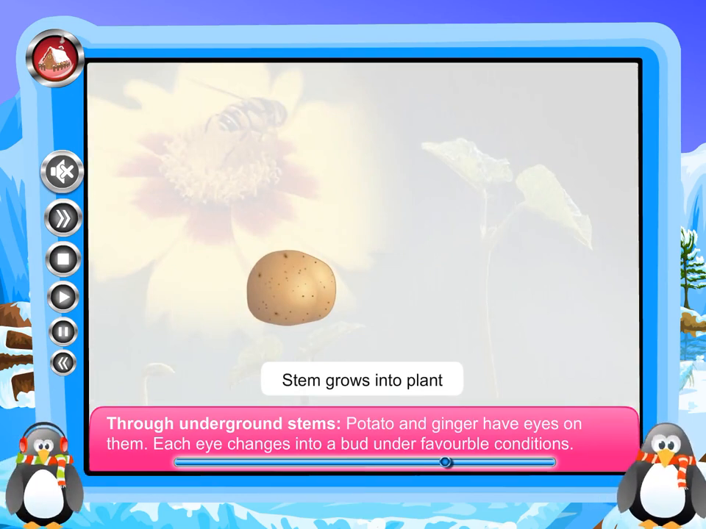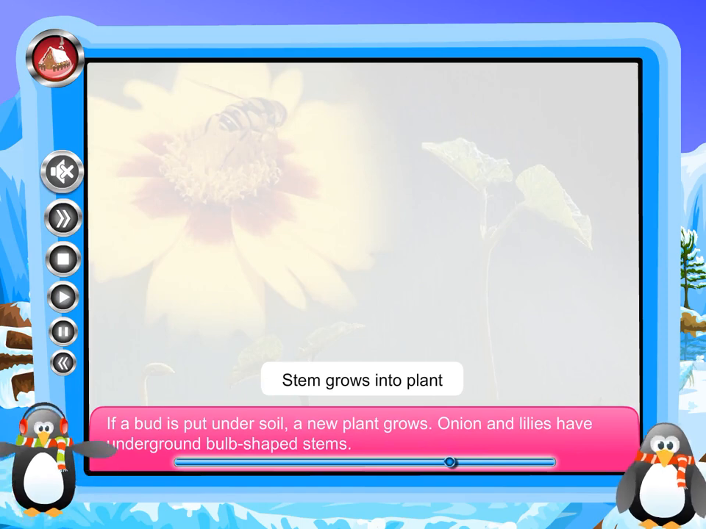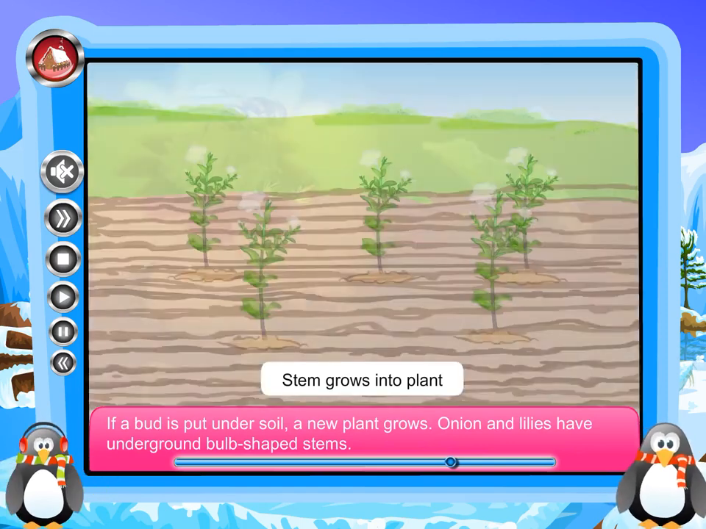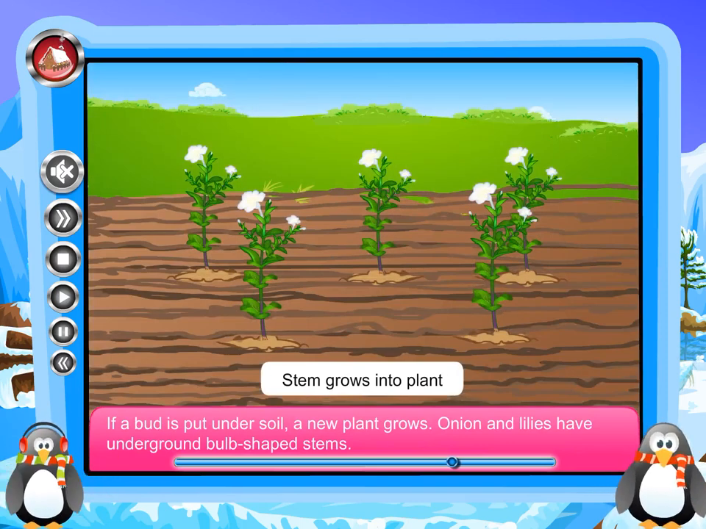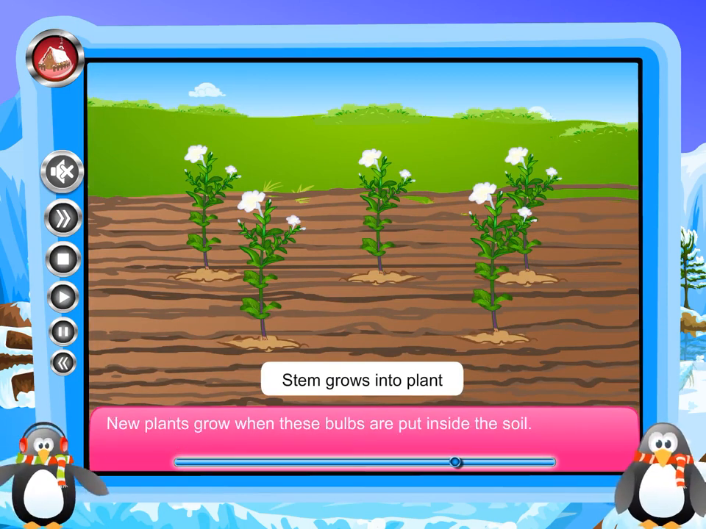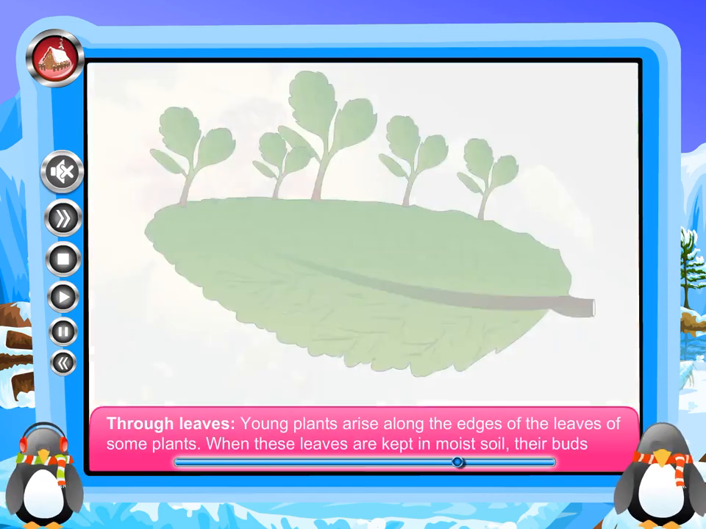Potato and ginger have eyes on them. Each eye changes into a bud under favorable conditions. If a bud is put under soil, a new plant grows. Onion and lilies have underground bulb-shaped stems. New plants grow when these bulbs are put inside the soil.